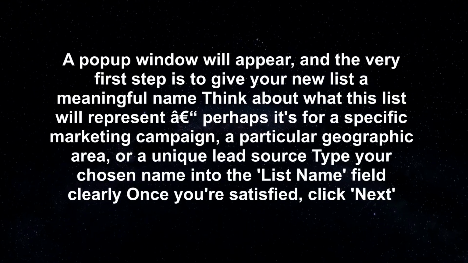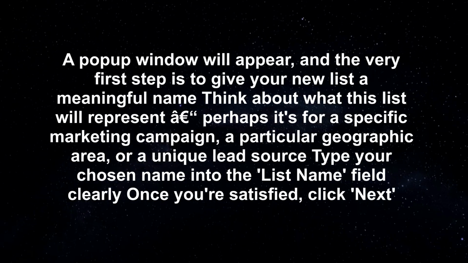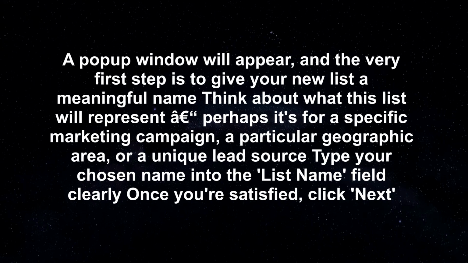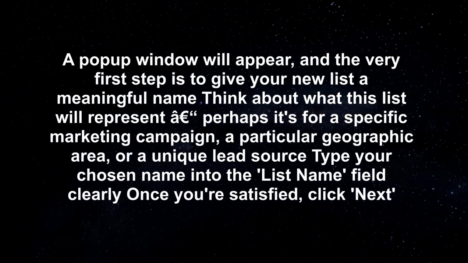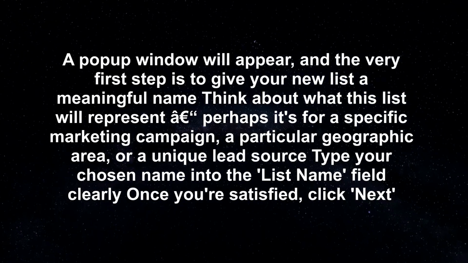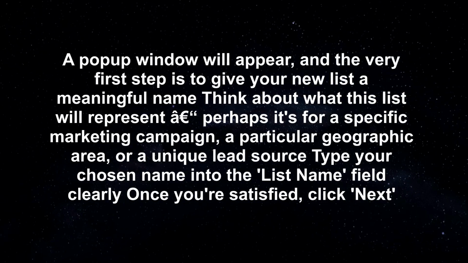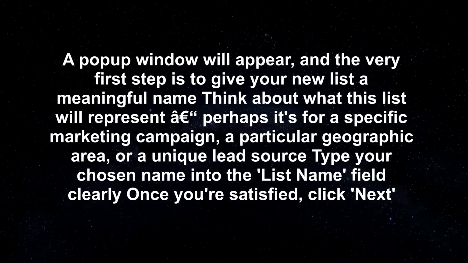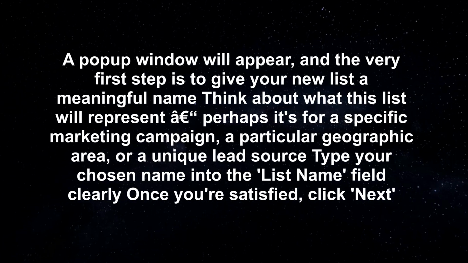A pop-up window will appear, and the very first step is to give your new list a meaningful name. Think about what this list will represent. Perhaps it's for a specific marketing campaign, a particular geographic area, or a unique lead source. Type your chosen name into the list name field clearly. Once you're satisfied, click Next.